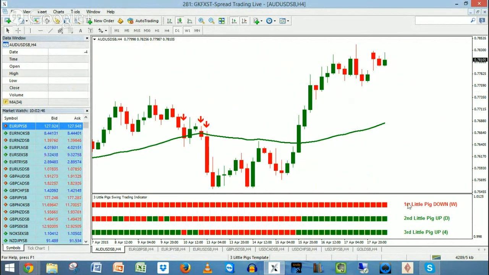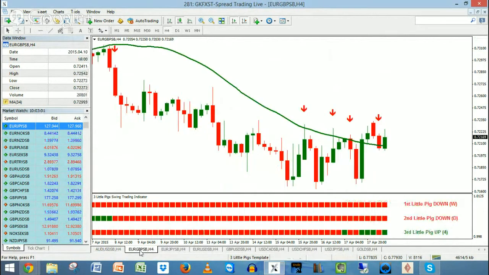So the only potential here is the daily and the 4 hour rolling over and coming back down for us to get a signal to take a short trade. Very unlikely we'll get a long entry for some time.